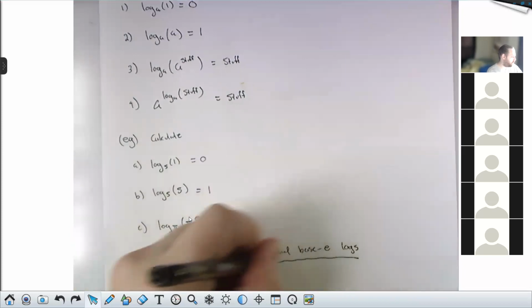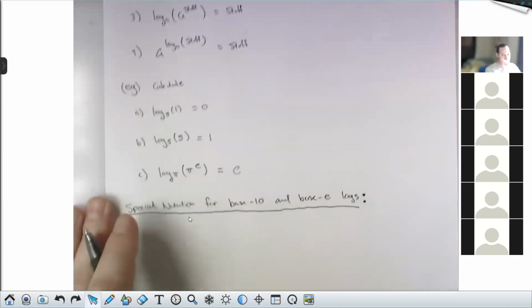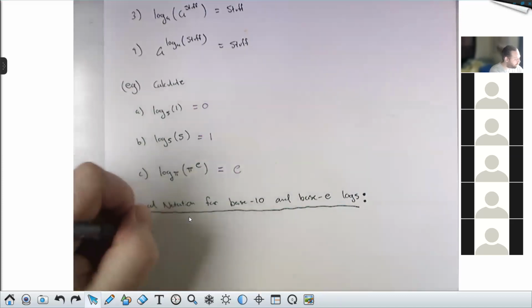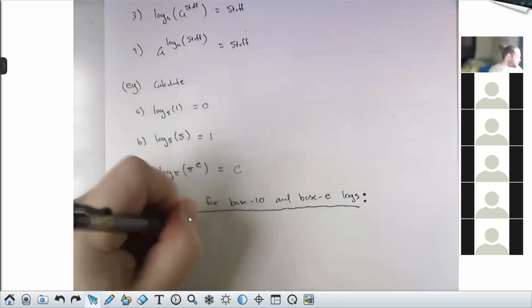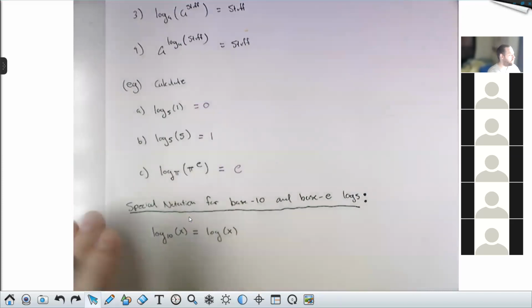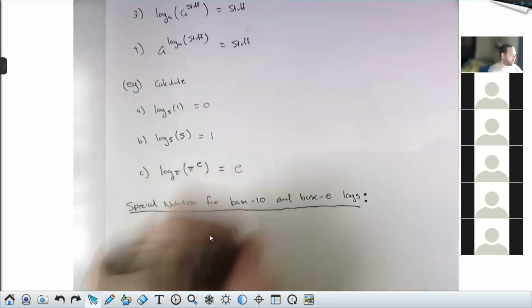So we have a special notation for the two most common bases. Base 10 logarithms used to show up a lot more than they do now, back in the era of working with slide rules, because powers of 10 are important in our number system. Our number system is the decimal number system. It's a base 10 number system. The logarithm with the base 10 is usually just written without any base. If you look on your calculator, you probably have a button that just says log. That is the base 10 logarithm, and this is called the common log.